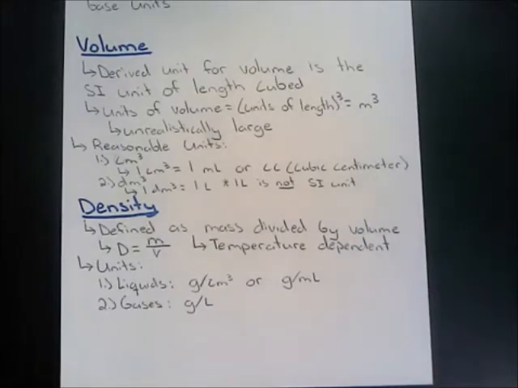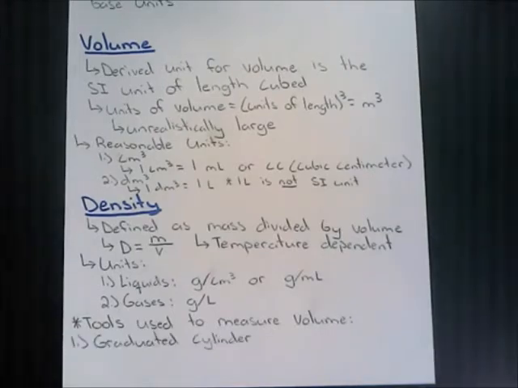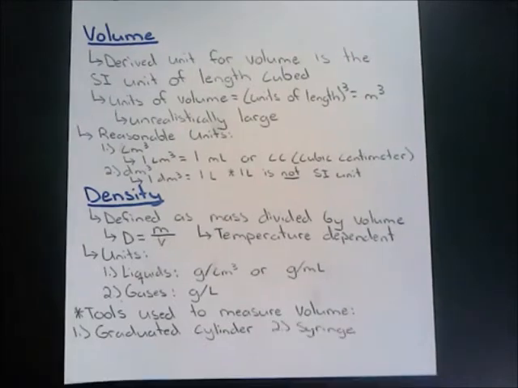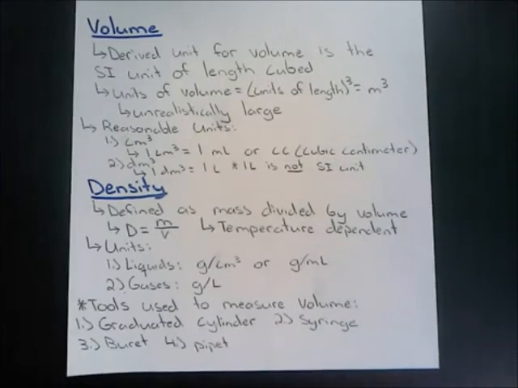Now, because both volume and density involve the measurement of volume, I want you to be familiar with some of the common tools that we use in chemistry to measure that unit of volume. The first is a graduated cylinder. We can also use a syringe. A burette is another common measuring unit for volume. A pipette is yet another effective tool for measuring volume. And then we also use something known as a volumetric flask.